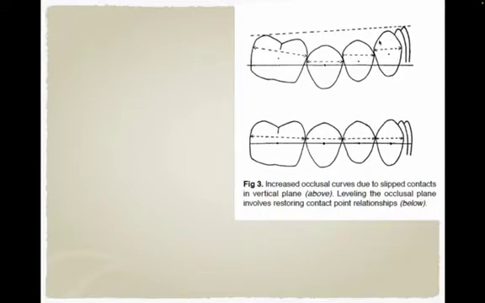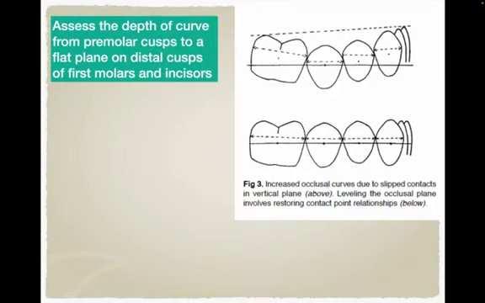So that's why leveling the curve of Spee requires space. How do we measure it? We measure it from the distal cusp of the first molar to the incisal edge, and then we measure the deepest point, which usually represents the molars.